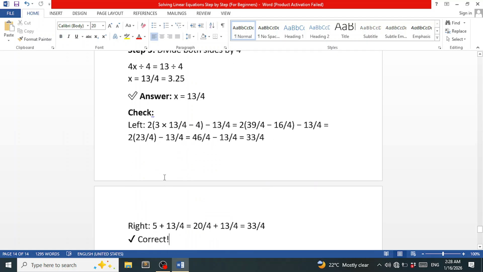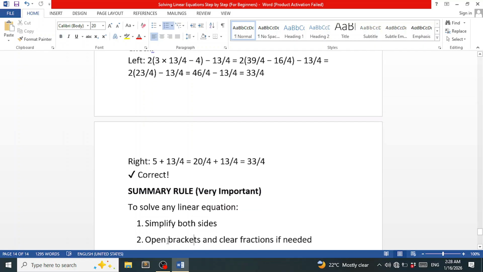5 plus 13 over 4, and the denominator, which is 4, is going to multiply here. It's going to be 20 over 4 plus 13 over 4, everything over 4. Then 20 plus 13 is 33. So the left side is equal to the right. That means our solution is also correct.